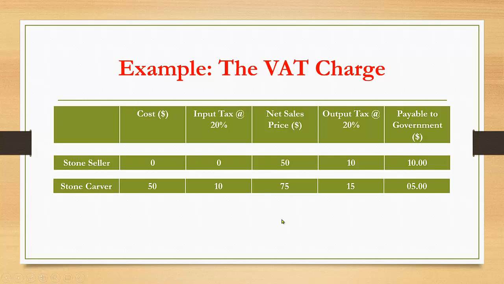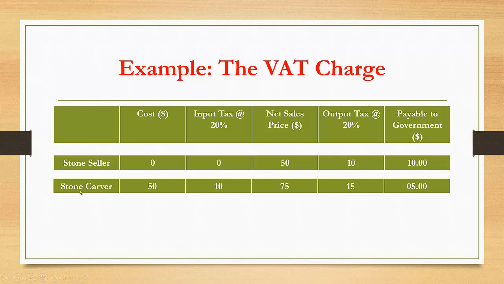So let's assume that the stone seller would sell the stone at a price of $50. Since the value added tax rate is 20%, 20% of 50 is 10. When he sells the stone to a stone carver, he will charge 20% VAT from the stone carver. So you can see that the total tax which the stone seller has collected is $10, and these $10 will go to the government.